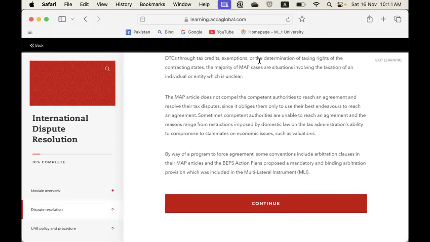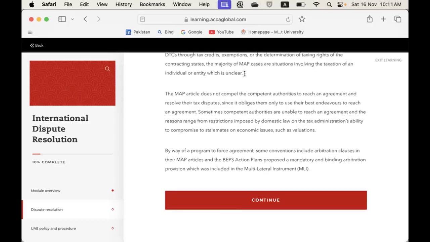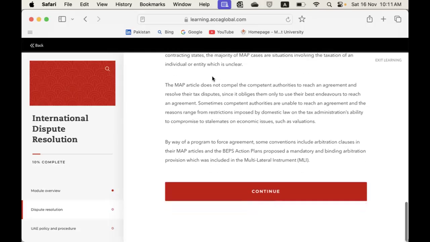On the determination of taxing rights of the contracting states, meaning which state is going to tax a particular business in a particular country, this can be a major reason for quarrel between the two states. The majority of MAP cases are situations involving the taxation of an individual or entity. Naturally, both matters are addressed in a double tax treaty. So in those countries where individual taxation is there, Haya, you might have seen double tax treaties, right? Individual related taxation is also there, as well as company or corporate related taxation.